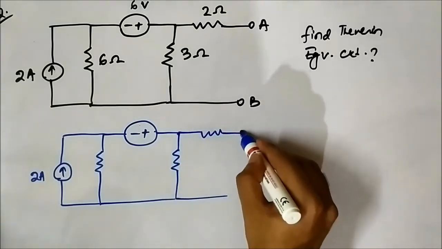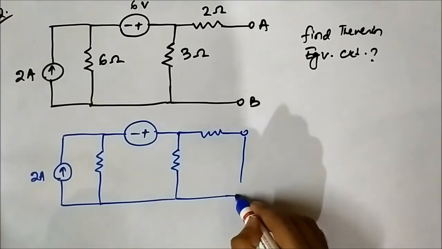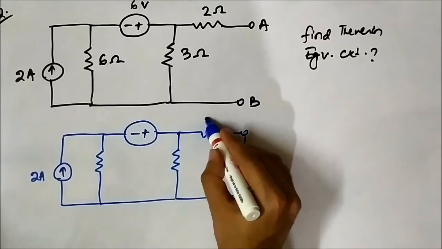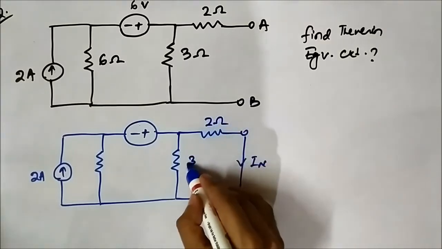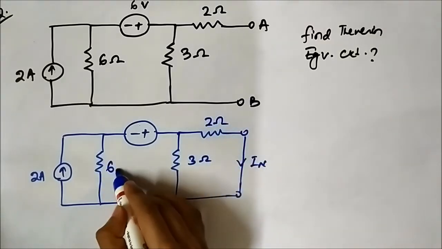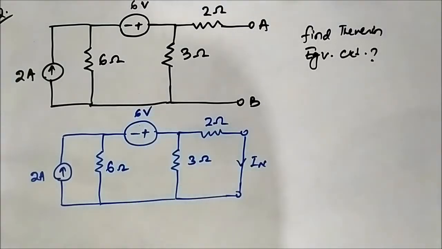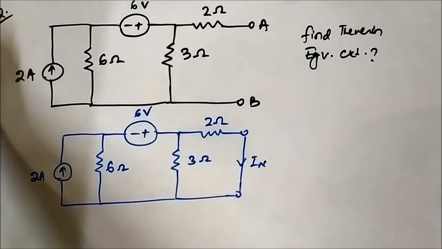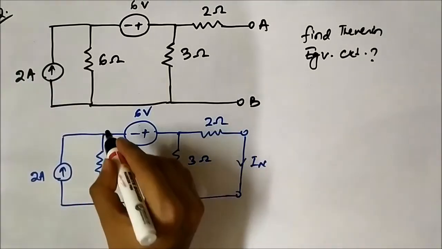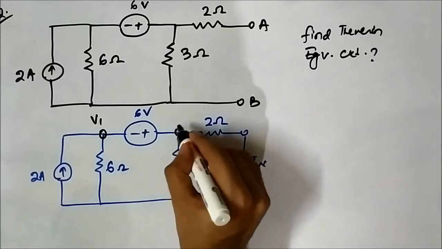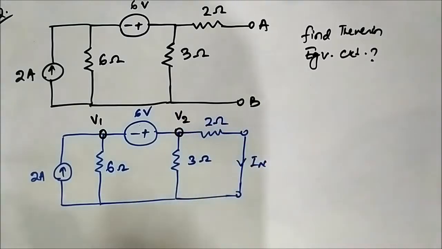We'll short circuit these two terminals. This is IN, this is 2 ohm, this is 3 ohm, this is 6 ohm, this is 6 volt. So here we will be applying the concept of nodal analysis. Let us call it node 1, V1, this is node 2, with voltages V1 and V2 respectively. We have assigned node voltages.